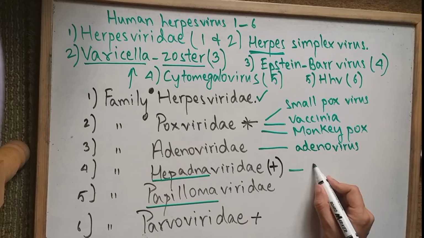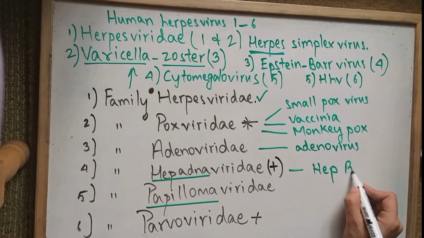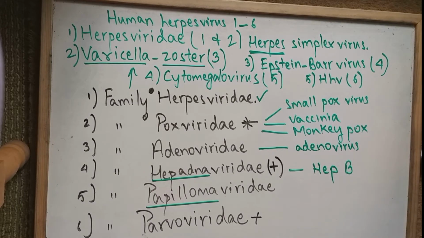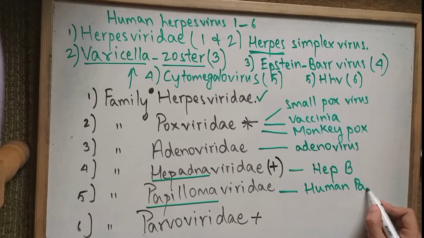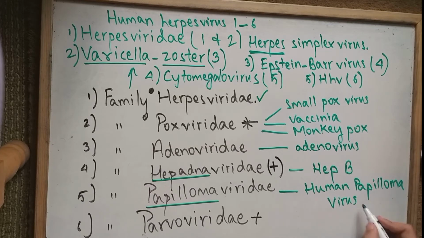Then Hepadnaviridae is to do with the hepatitis B virus, which obviously causes the liver disease hepatitis. And Papillomaviridae is the human papilloma virus, HPV, and it's to do with warts, cervical dysplasia, cervical carcinoma. Parvoviridae, the last one, the name of the virus is parvovirus, and it causes erythema infectiosum. That would be it for the DNA viruses.